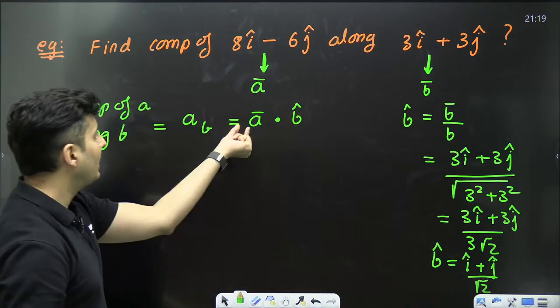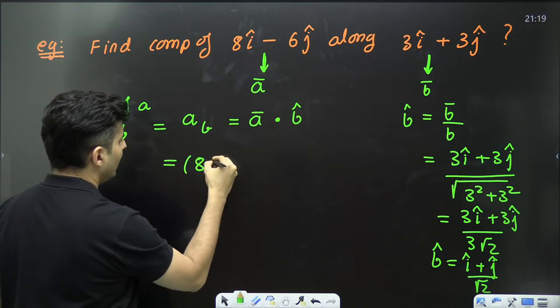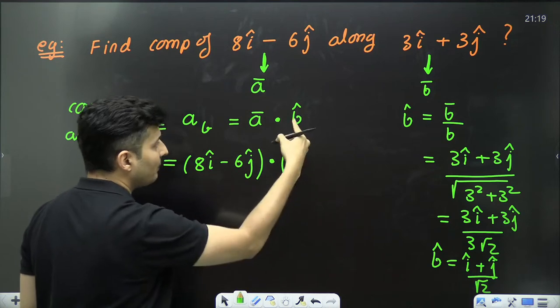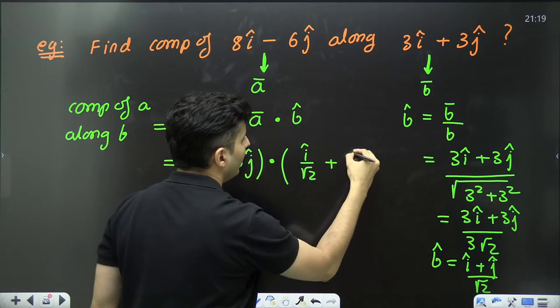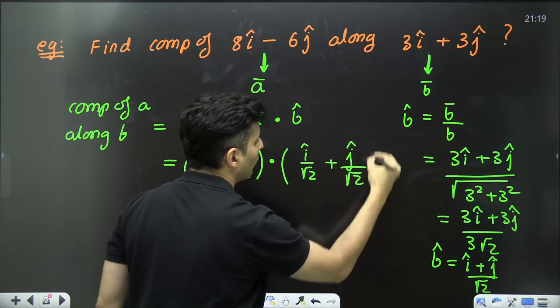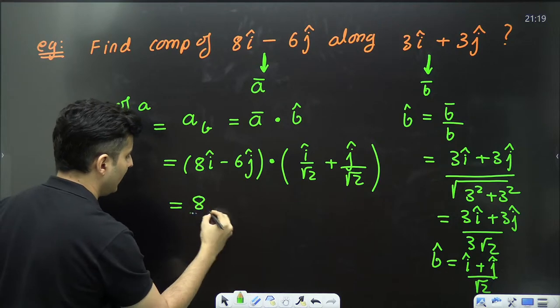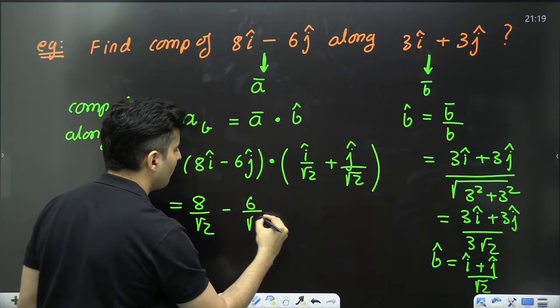Take this and take the dot product with A. So what is vector A? It is 8i minus 6j. Dot product with B hat vector, which is i cap by root 2 plus j cap by root 2. Let's see what happens. 8 into 1 by root 2 is 8 by root 2. Minus 6 into 1 by root 2 is minus 6 by root 2.